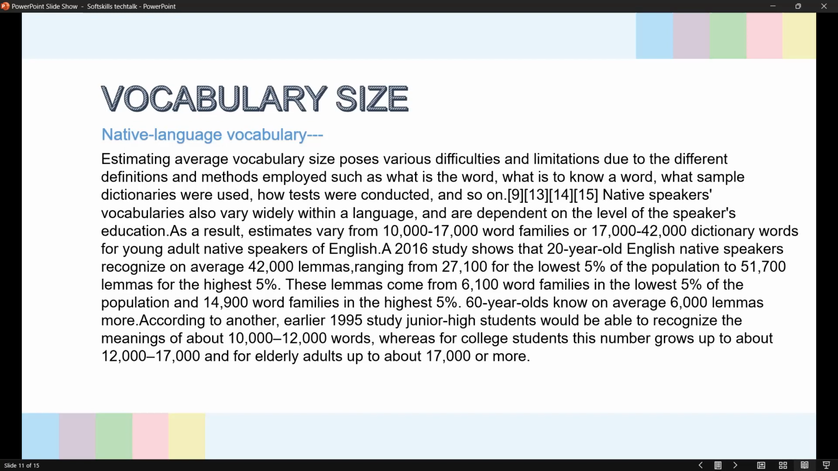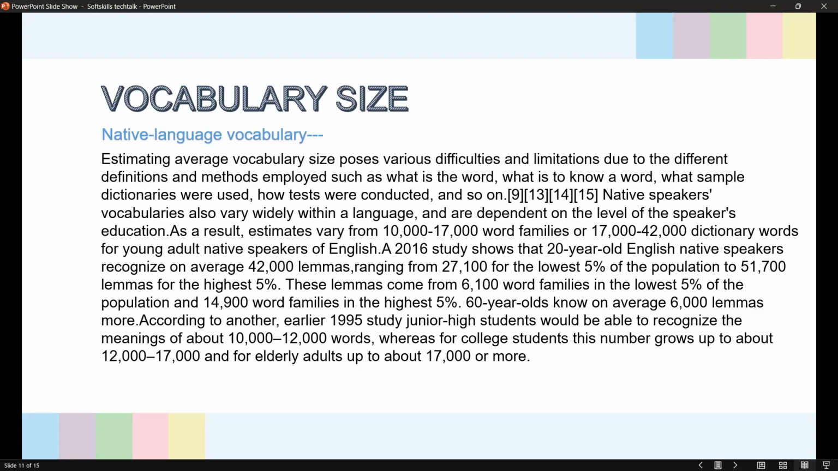Vocabulary size. Native language vocabulary. Estimating average vocabulary size poses various difficulties and limitations due to the different definitions and methods employed, such as what is a word, what is to know a word, what sample dictionaries are used, how tests were conducted, and so on. Native speakers' vocabulary also varies widely within a language and is dependent on the level of the speaker's education. As a result, estimates vary from 10,000 to 70,000 word families or 42,000 to 70,000 dictionary words for young adult native speakers of English.